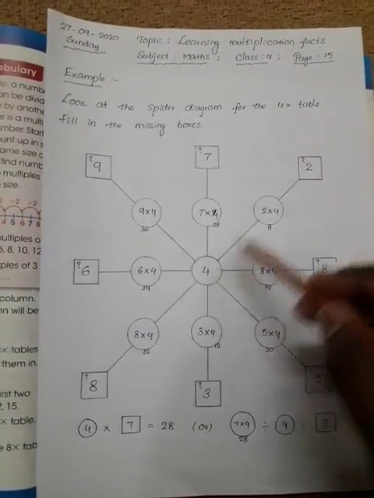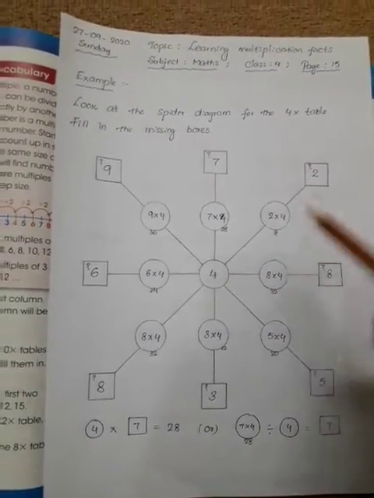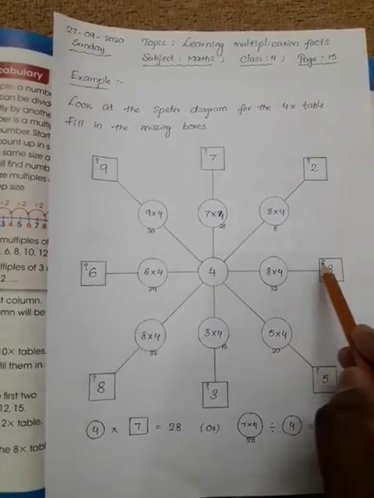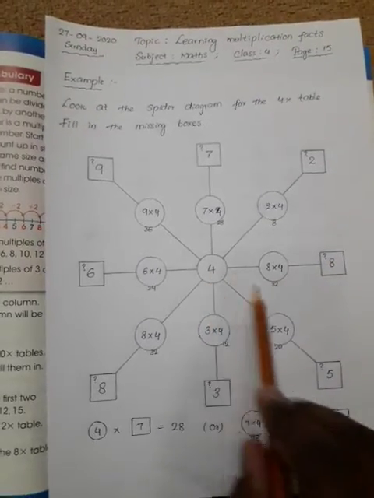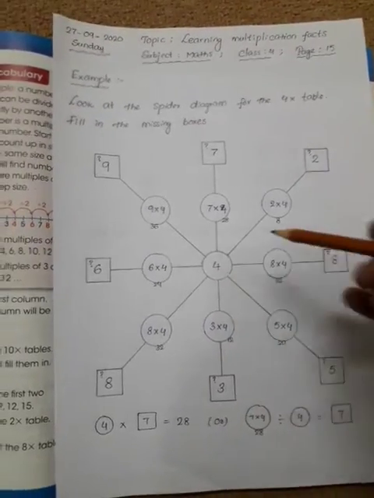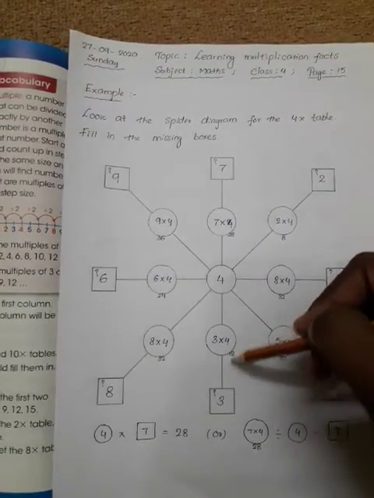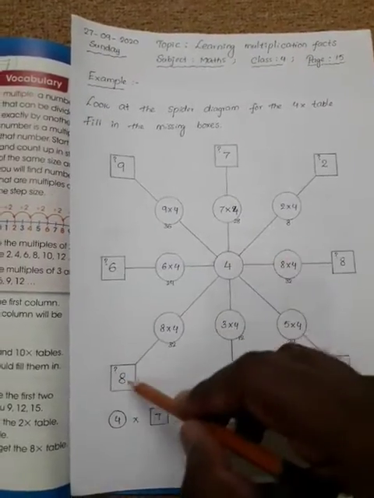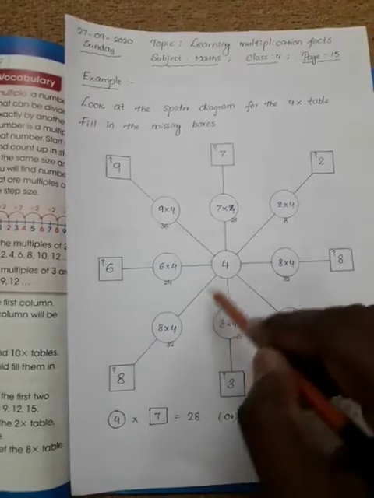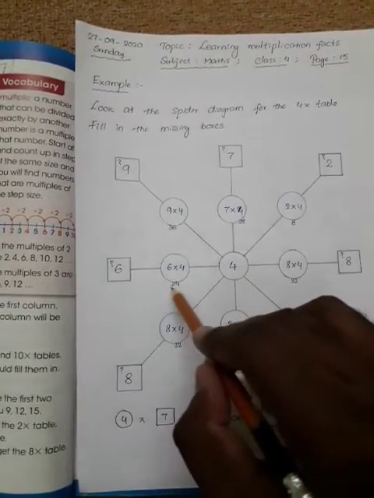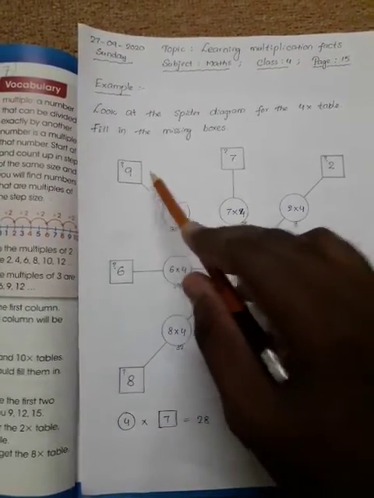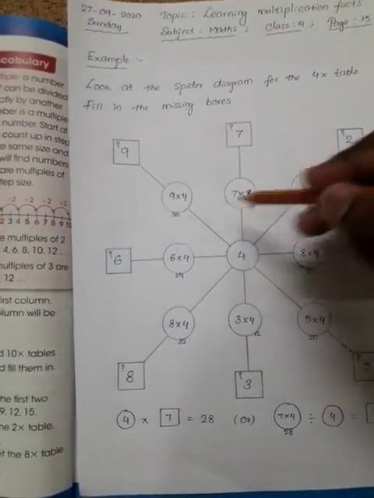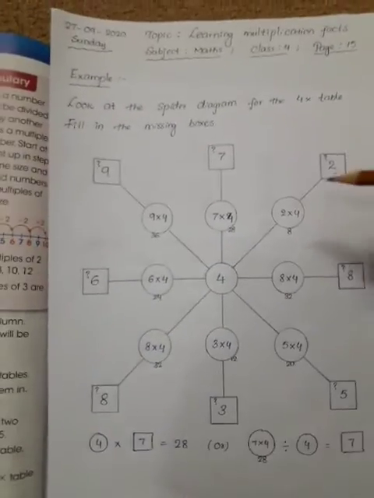Similarly here, 4 2 times is 8. 4 8 times is 32. 4 5 times is 20. 4 3 times is 12, and again here 4 8 times is 32. 4 6 times is 24. 4 9 times is 36. So this is the 4 table, or you can do it another way also.